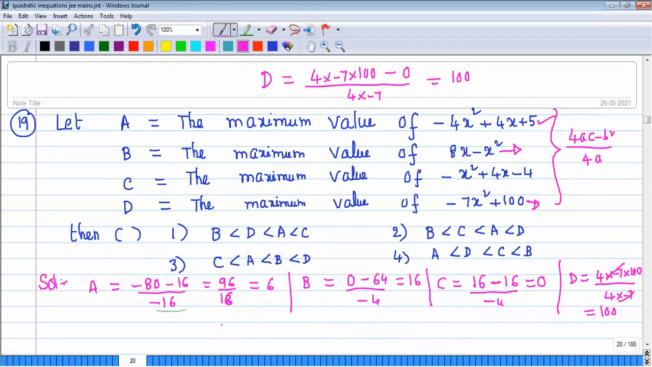Now 0 is less than 6, 6 less than 16, 16 less than 100. 0 corresponds to C, 6 corresponds to A, 16 corresponds to B, 100 corresponds to D. So obviously the third option is the right option.